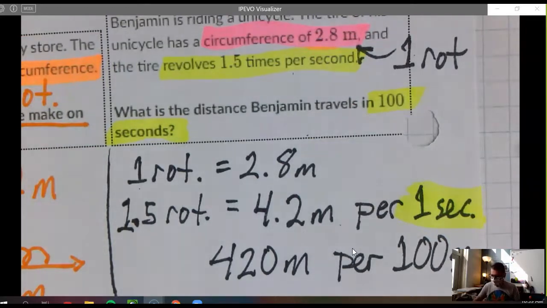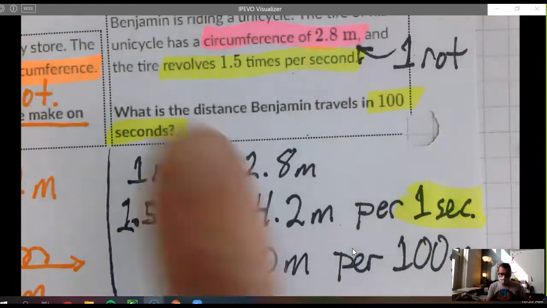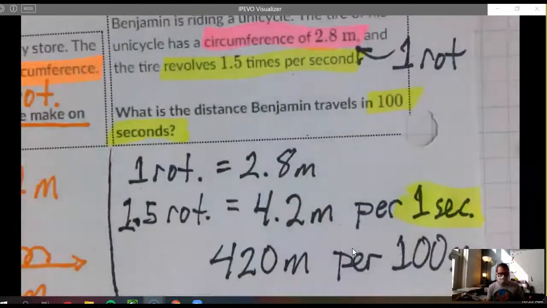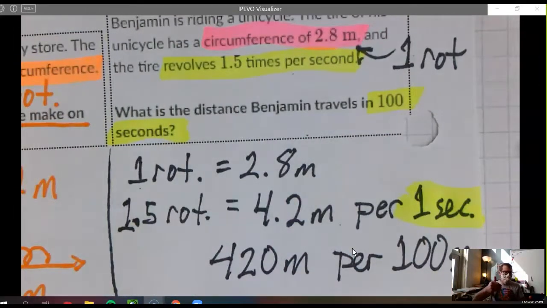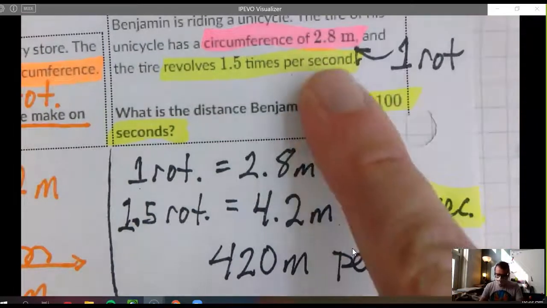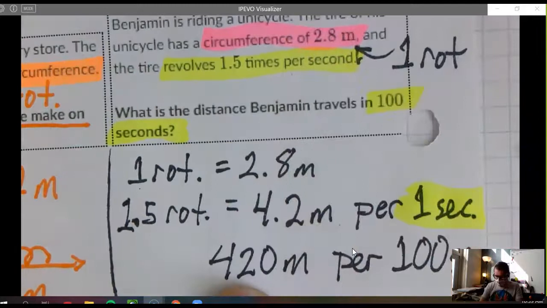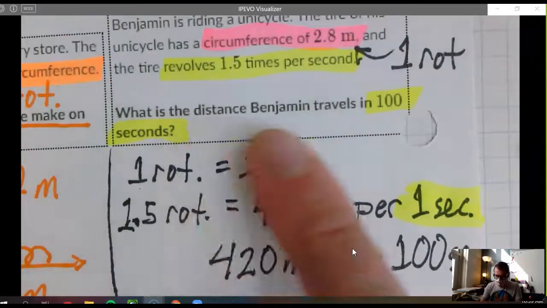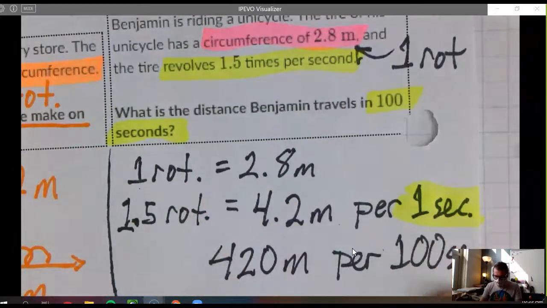Questions about the math? Guys, these problems are all about, don't try to solve it immediately, because a lot of times it takes a couple steps. We could not jump straight to the solution here. There's no easy route to get from 2.8 to 420 meters, right? Like we did a series of multiplications.